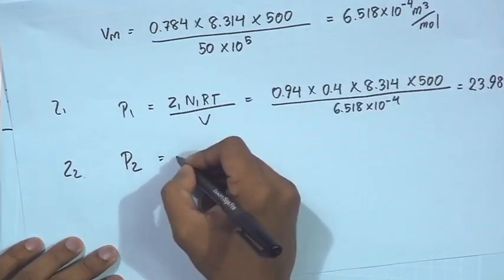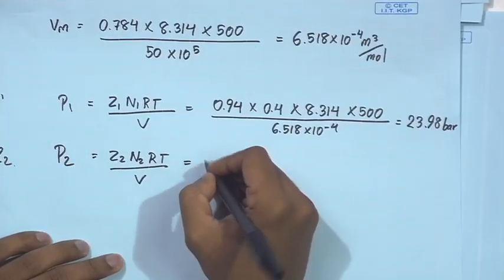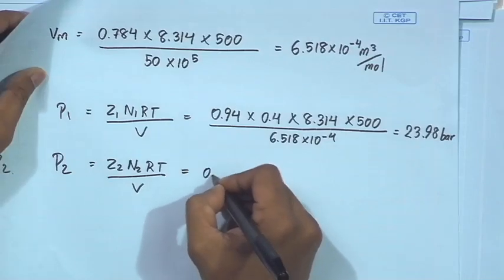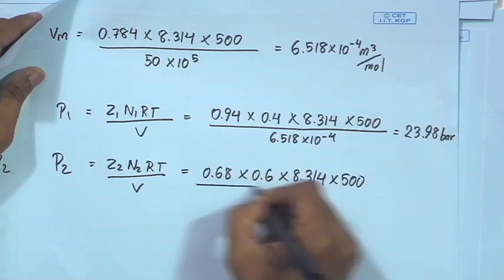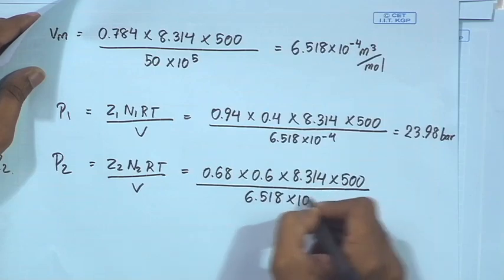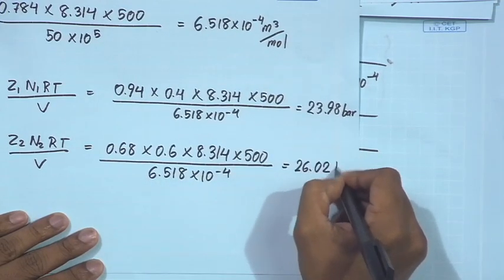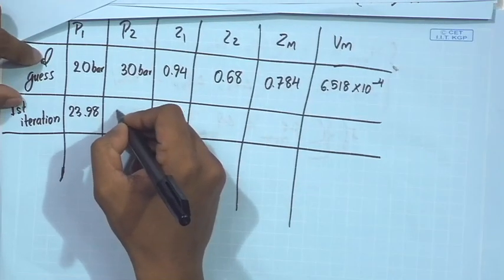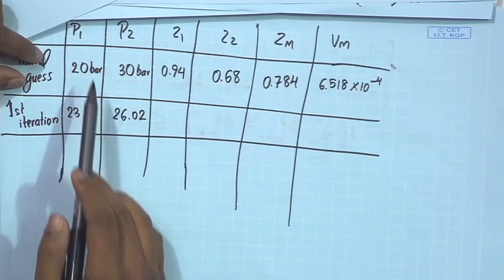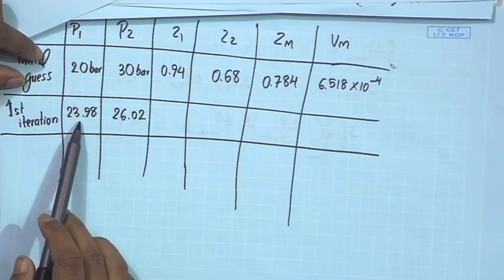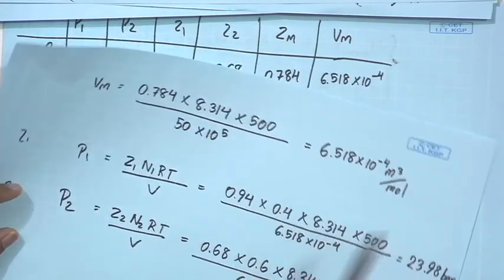And we get the value of P2 in the similar way. We substitute all these values. Z2 we know it's 0.68, and we get the value as 26.02 bar. I'm writing down the value here. So if we just notice, there is a deviation from our initial guess. Around 4 bar deviation is there, 20 to 23.98, and here also around 4 bar deviation is there, 30 to 26.02. So our initial guess was not exact, it was not a very good guess.